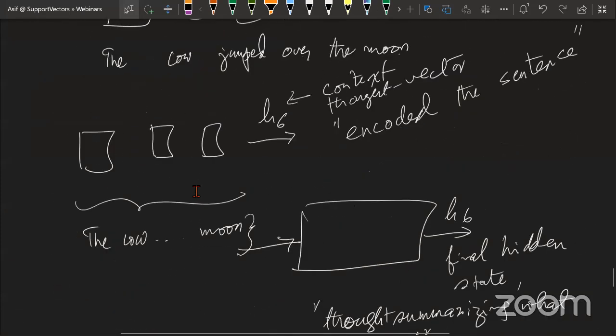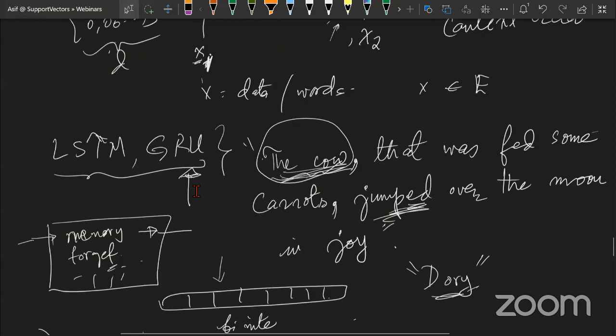So let's go back to our sentence, big complex sentence. Jumped is in some sense aligned to, or the word jump, when it is being translated, it should attend to or pay attention to the word cow, right? Cow jumped over the moon. Cow should pay attention. There's a relationship between words in the sentence, which is common sense.